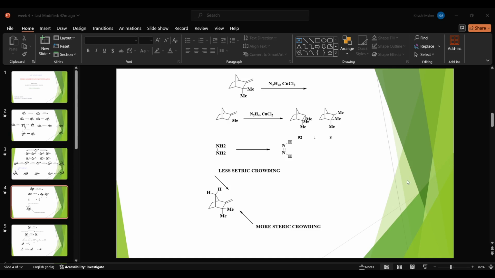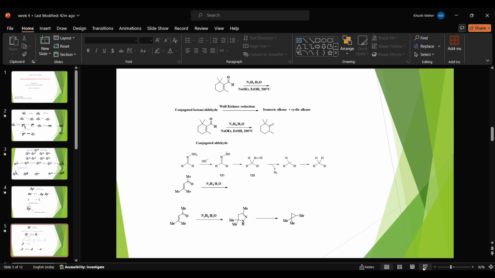Then we'll move to our next slide. Are the slides visible this time or not? Okay. When I use the pen now, it causes some problem.